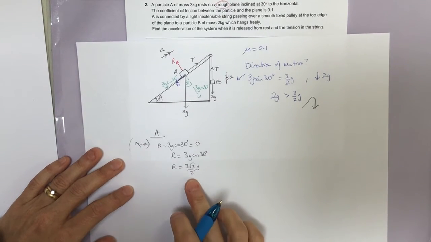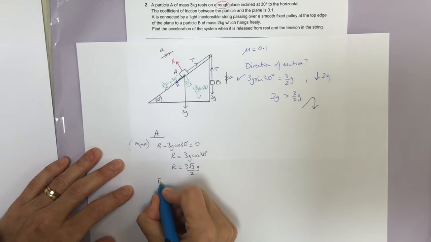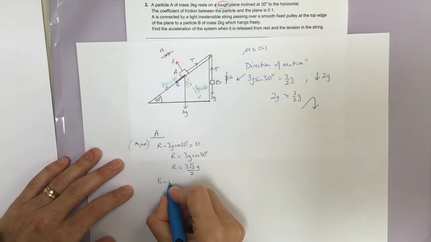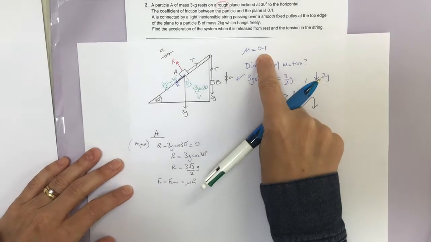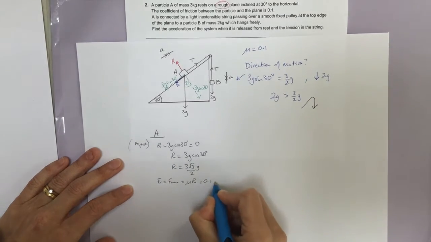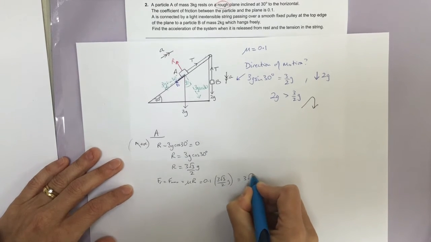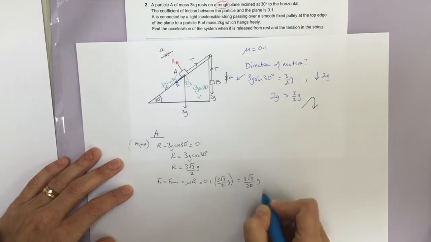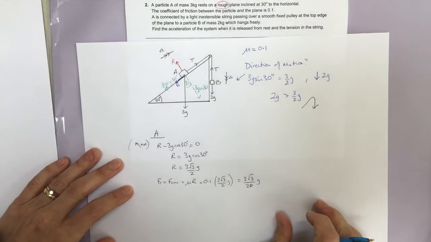So that's really handy, isn't it? Because now I can work out my F max as well. My friction is overcome because the thing's moving. So that's going to be F max, which is mu times R. And mu is my 0.1 here. So that's 0.1 times this, which gives me 3 root 3 over 20g. If you want to work that out as a decimal and store it in your calculator, that's fine as well. Okay, so there's my value of F max.